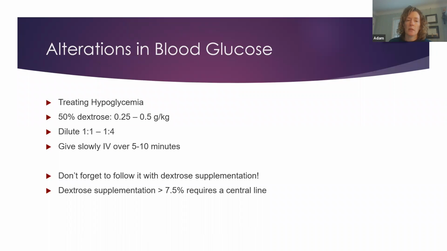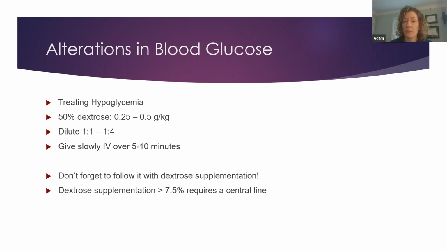When we treat hypoglycemia, we're usually giving them a dextrose bolus. And when we talk about these doses, they're in grams per kg, not mgs per kg. So that's a good math thing to just keep in mind. And we do give 50% dextrose. So you want to make sure that you're diluting it according to your doctor's orders, usually either 1:1 or up to 1:4. And you want to give it slowly. I have here over 5 to 10 minutes, but even a 2 to 3 minute slow push is usually okay.